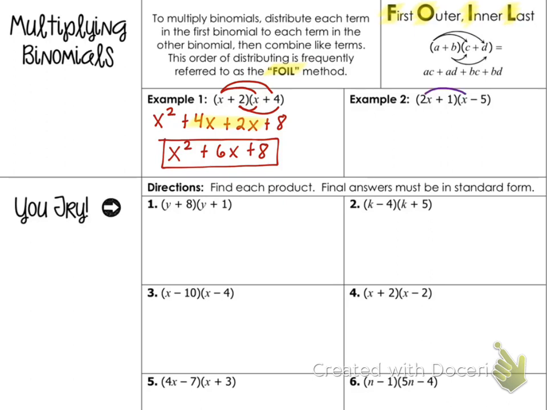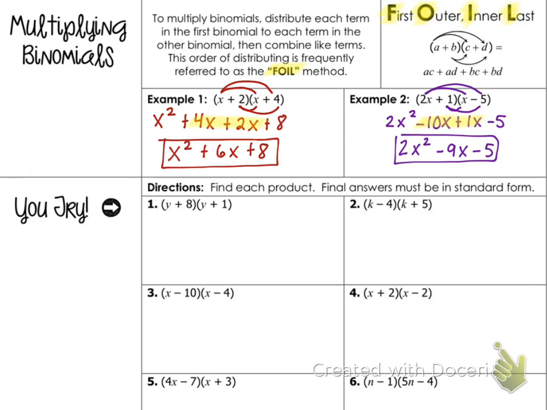Now we're going to multiply 2 times x in this next example, which is 2x squared. 2 times negative 5 is negative 10x. 1 times x is 1x, and 1 times negative 5 is negative 5. We're going to add those middle two terms, or subtract them in this case. So we're going to keep the first term 2x squared. Negative 10x plus 1x is negative 9x, and then minus 5, and that's your answer.